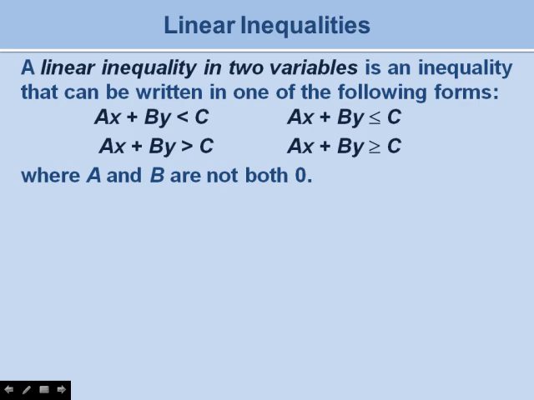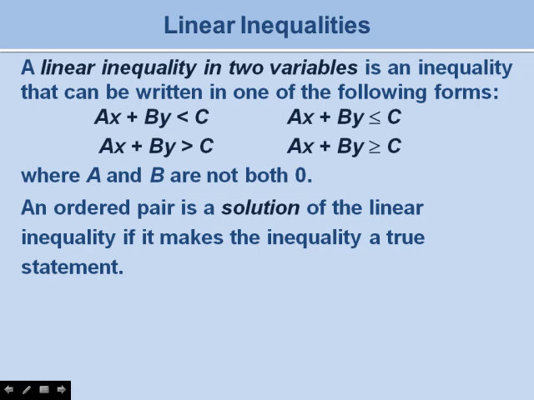So the way that all four of these look the same is that they have an x term and a y term on the left side, a constant term c on the right side. Now they can either have a less than or equal to, or a greater than or equal to. And the a and the b, the coefficients of the x and the y, can't both be 0.